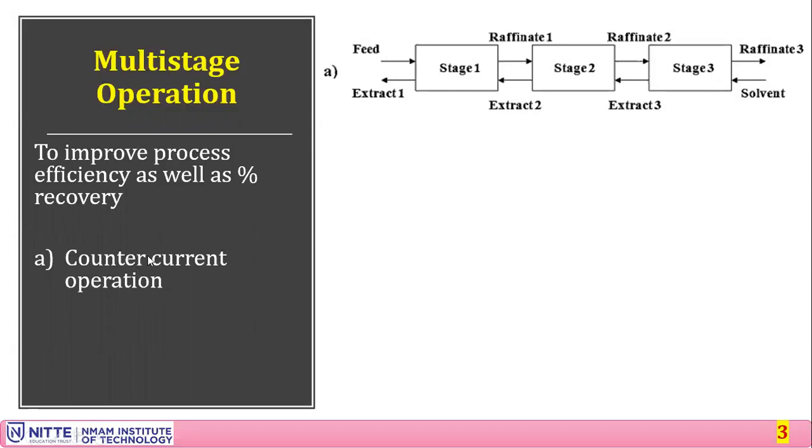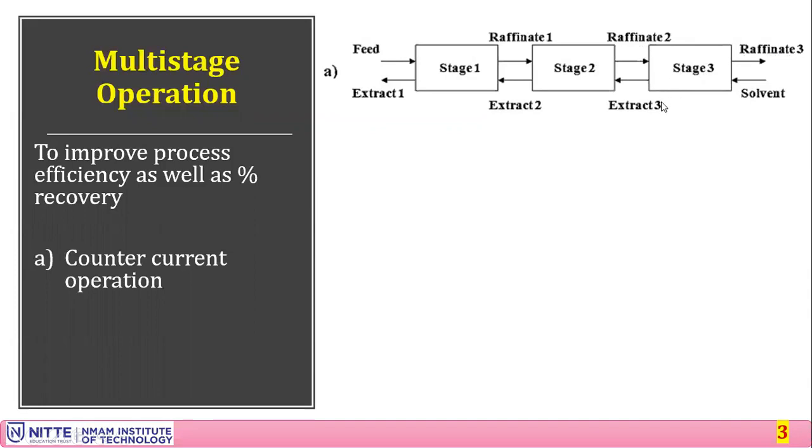Now coming to the first one, countercurrent operation. Countercurrent, as you know, means opposite direction. The feed enters stage 1, leaves as raffinate 1, and that raffinate 1 enters stage 2 as the feed. Then it leaves stage 2 as raffinate 2. Raffinate 2 becomes the feed for stage 3. In stage 3, the product is raffinate 3, and likewise it may go on to the next stages 4, 5. Whereas the solvent enters in the opposite direction, from the last stage. Fresh solvent enters there and leaves as the extract from that particular stage.